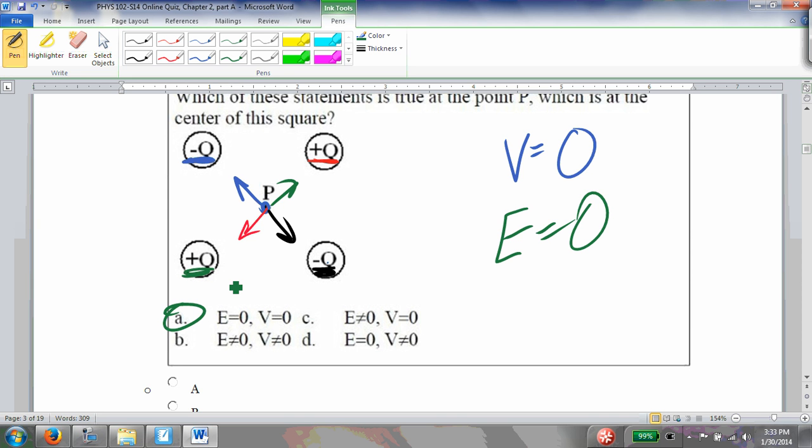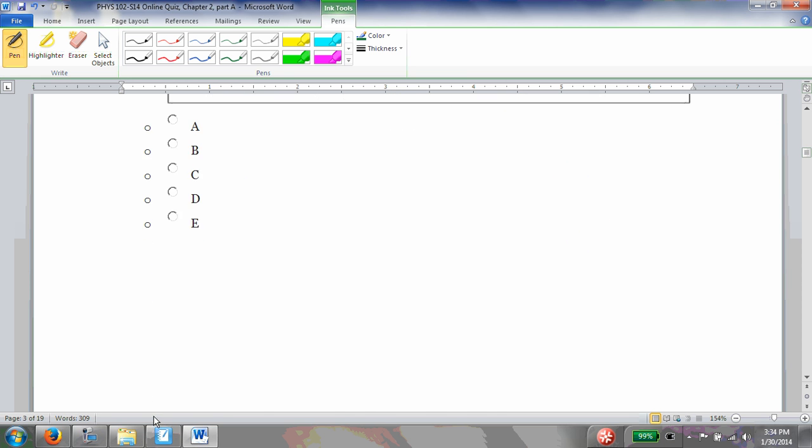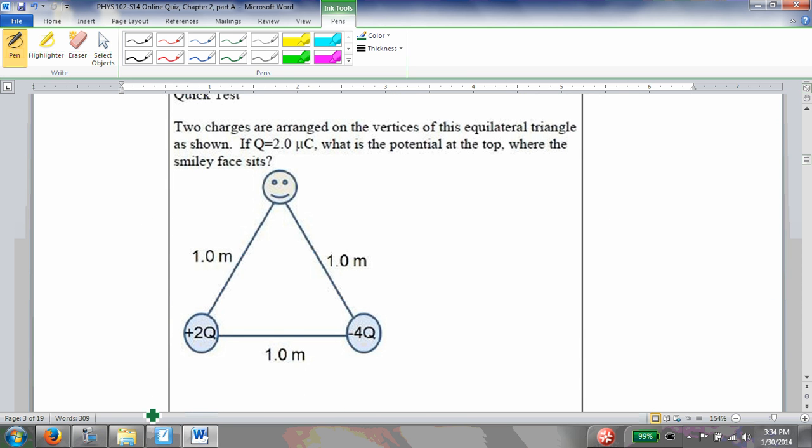Now there are different configurations you can have that will give you either zero or non-zero potentials or electric fields, and you'll see some of those in the concept test. All right, two charges are arranged. What is the potential at the top where the smiley face sits? So I want to know what is the potential here. I know that Q is equal to 2 microcoulombs, so this charge is 4 microcoulombs, and this one's minus 8 microcoulombs. To find the potential, I just add up the potentials of all the different charges.